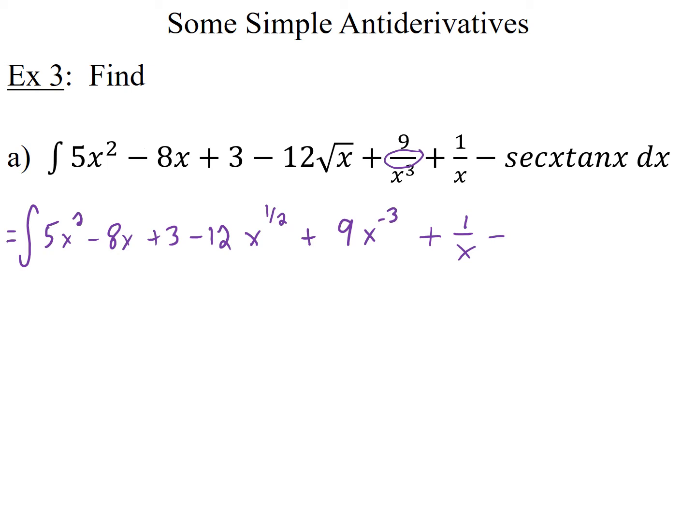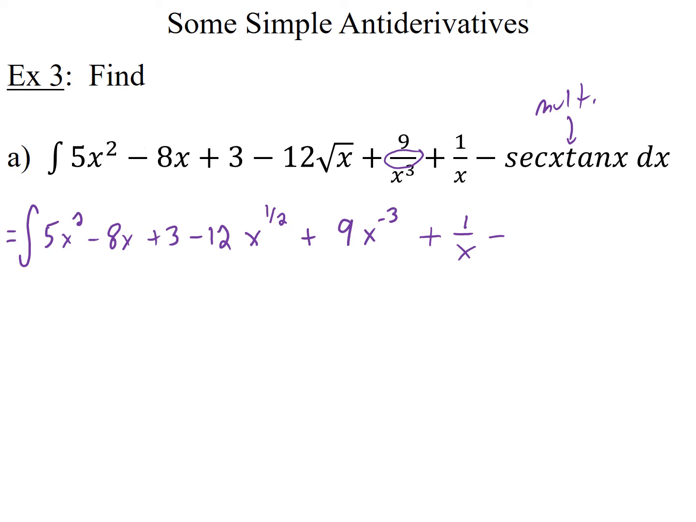And minus, and now secant x tangent x. Secant x tangent x is multiplication. There's multiplication going on here. So what do you do when there's multiplication? Do not take the antiderivative of each piece separately. When do you take the antiderivative of each piece separately? When there's addition and subtraction only.